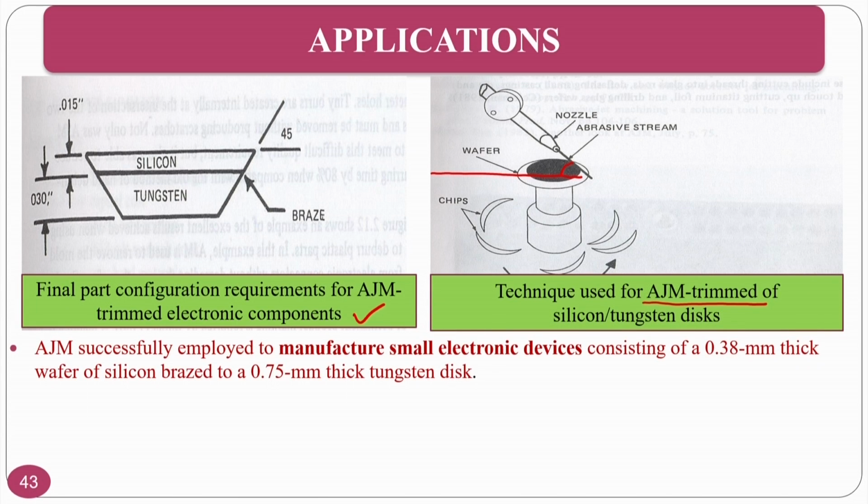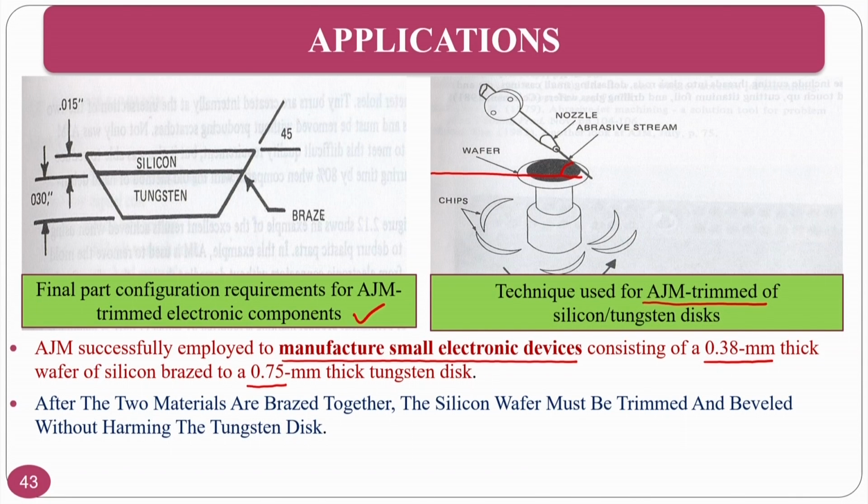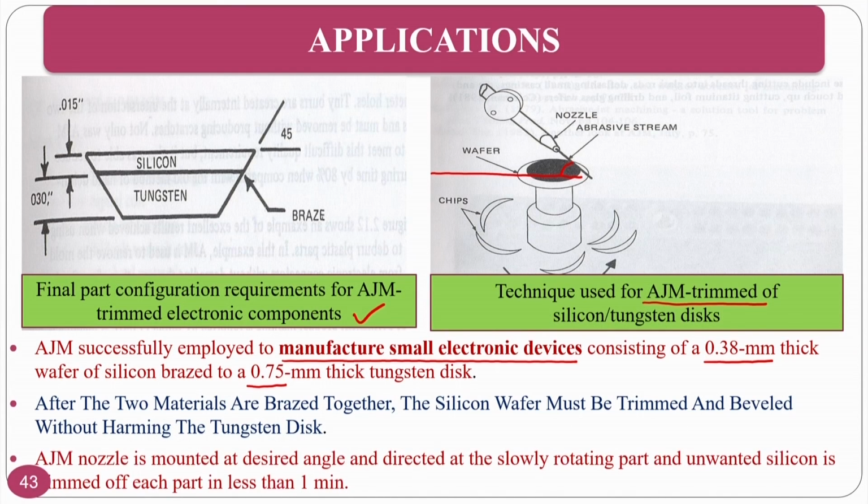AJM is successfully employed for manufacturing small electronic devices consisting of a 0.38 mm thickness silicon wafer brazed to a 0.75 mm thickness tungsten disc and other things. You can use it for the brazing, then you can do the trimming also. After the two materials are brazed together, the silicon wafer must be trimmed and beveled without harming the tungsten disc. The AJM nozzle is mounted at the desired angle and directed at the slowly rotating part, and unwanted silicon is trimmed off the part. That means you can trim off as per your requirement.